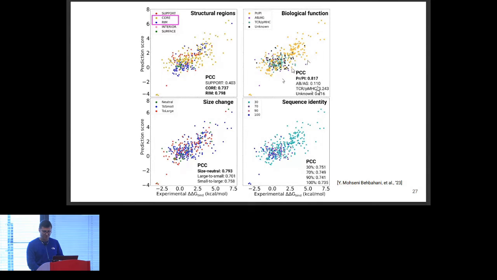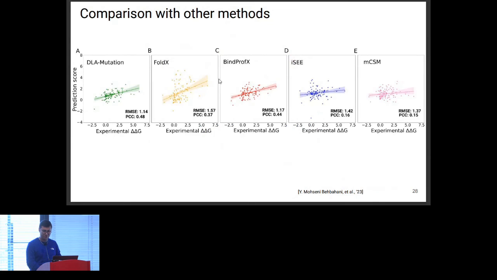The model showed robustness to the change in size and the sequence identity between the complexes in the train and test sets. We compared the performance with other approaches, including FoldX, BindProfX, IC, and mCSM. And overall, the performance was improved on the DLA mutation.